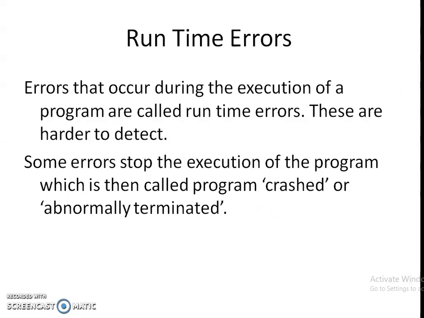The errors that occur during the execution of a program are called runtime errors. These are harder to detect. Some errors stop the execution of the program, which is then called a program crash or abnormal termination. Clear? That is, an error in the code that causes irregular output or stops a program from executing. An exception is an irregular, unexpected situation occurring during execution, which programmers have to control. So we have some exception cases. Clear? The names of these exception cases I will give in your notes.